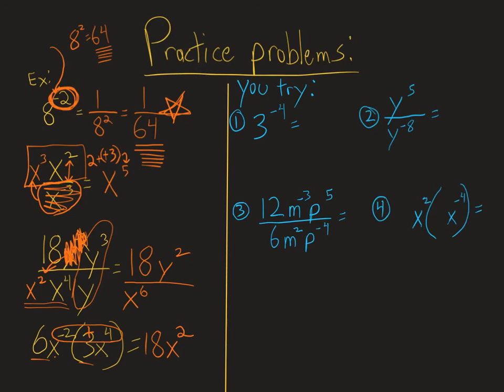All right, let's do this. 3 to the negative 4 just means 1 over. There you go. And don't leave it there. You need to finish evaluating any numbers you can. 3 to the 4th, 81.